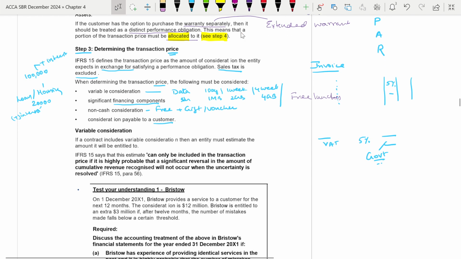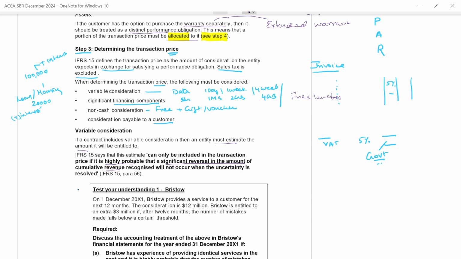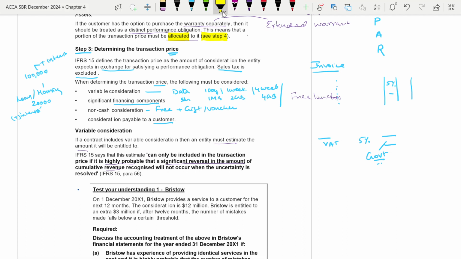If the contract includes variable consideration, the entity must estimate the amount. You have to estimate the value of that. IFRS 15 says the estimate can only be included in the transaction price if it is highly probable that a significant reversal in the amount of cumulative revenue recognized will not occur when the uncertainty is resolved.